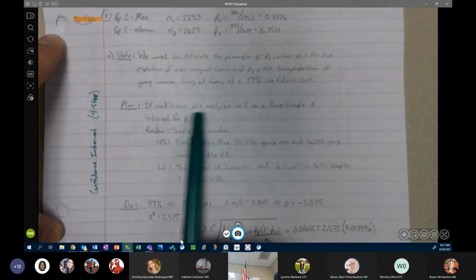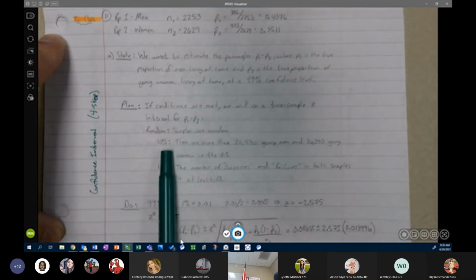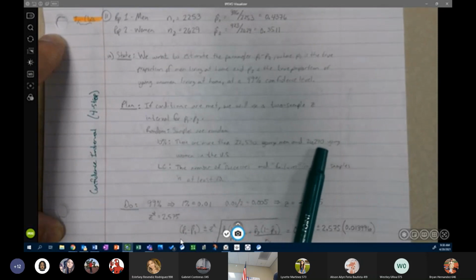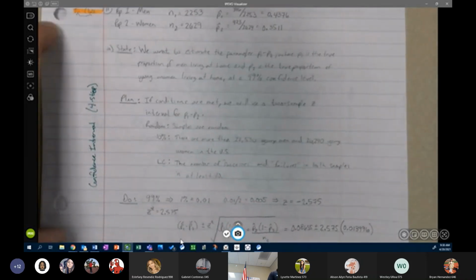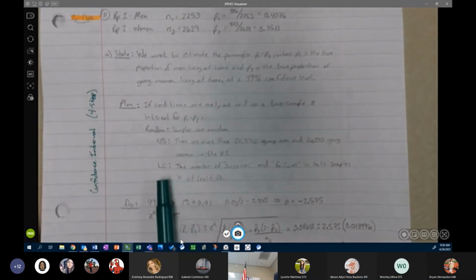All right, so we get the stuff random. Well, the samples were random. We were told that in the context. All right, our 10% condition, there were more than 22,530 young men and 26,290 young women. All right, and I got those numbers just by multiplying the sample size by 10. And it is obvious that we have more than that number of young men and young women in the US, in the population. So just stating that is sufficient.